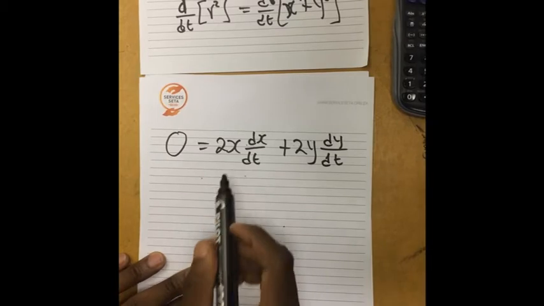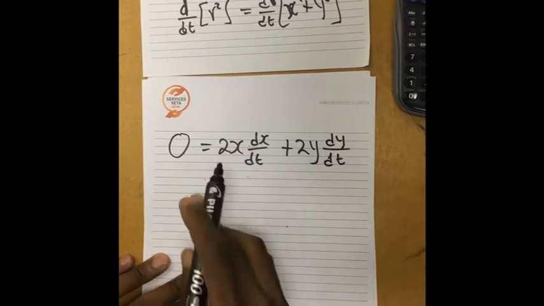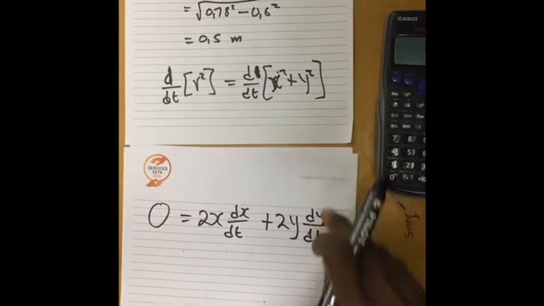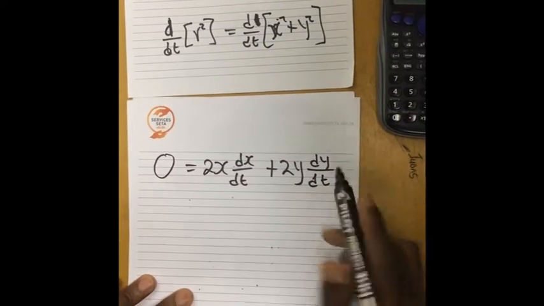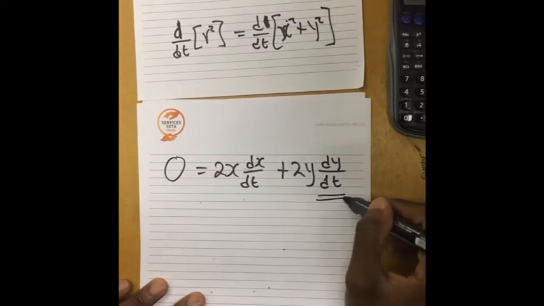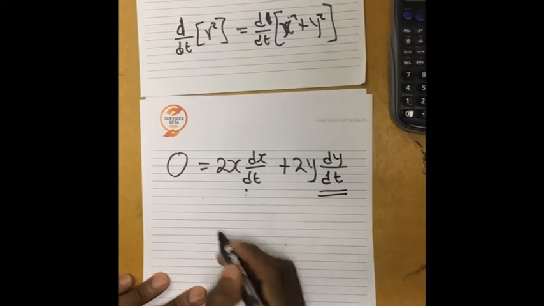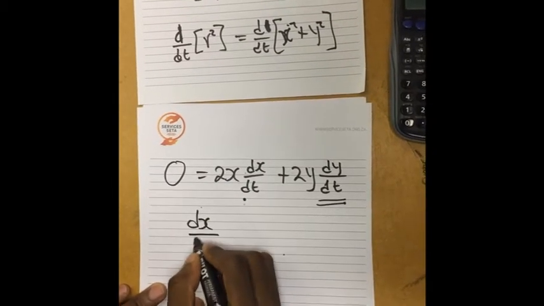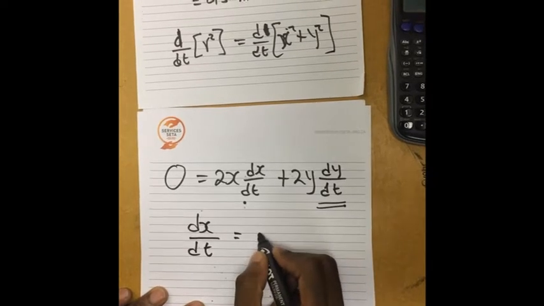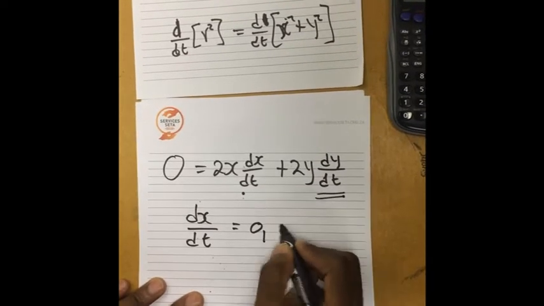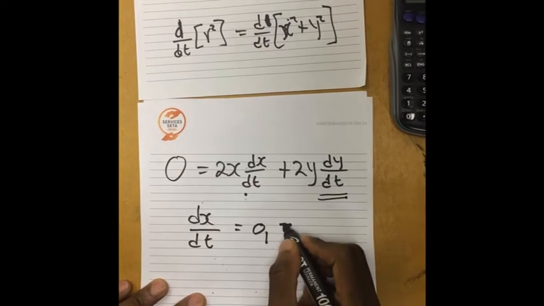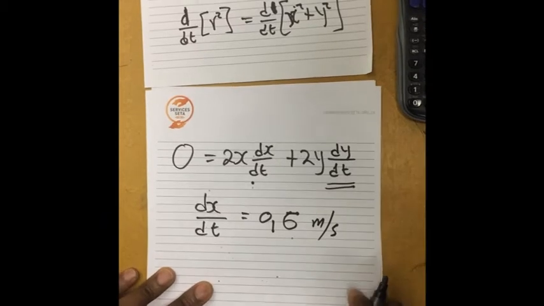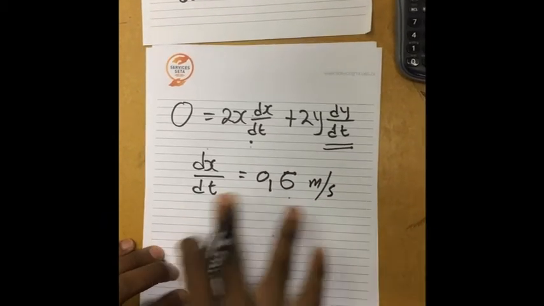Substituting the values of x and y we got, we will find the rate at which y decreases with respect to time, which is what we are looking for. This one we are given: dx over dt is equal to 0.6 meters per second.